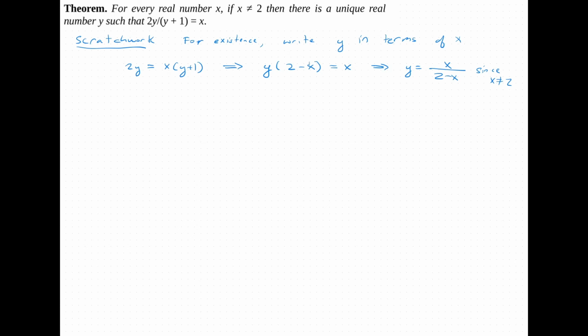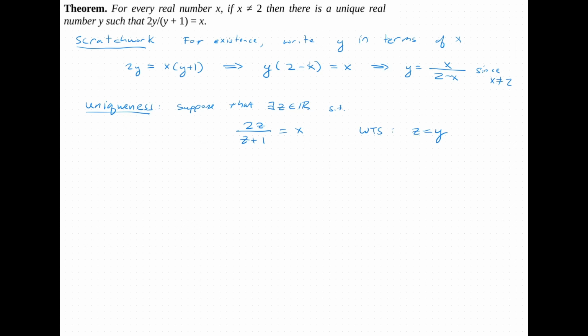What about uniqueness? So for uniqueness, suppose that there exists some real number z such that 2z over z plus 1 is equal to x. And so now what we are going to do is show that z is equal to y. And so here we want to now show that z is exactly equal to y.